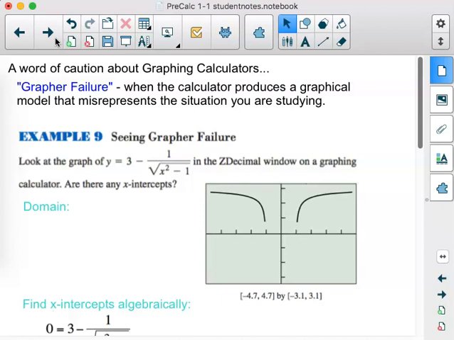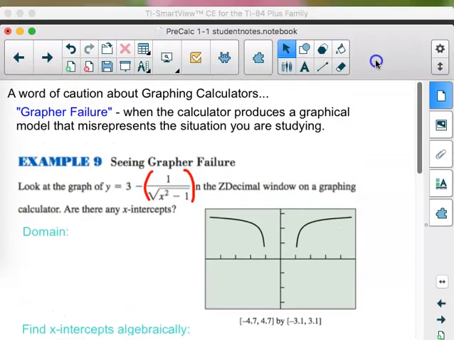So we have to be very careful. We're going to need parentheses to get our calculator to understand that this is a big fraction. So we're going to have to make sure we use at least one set here to make everything show up. Because the question is, are there any x-intercepts? So let's go see.